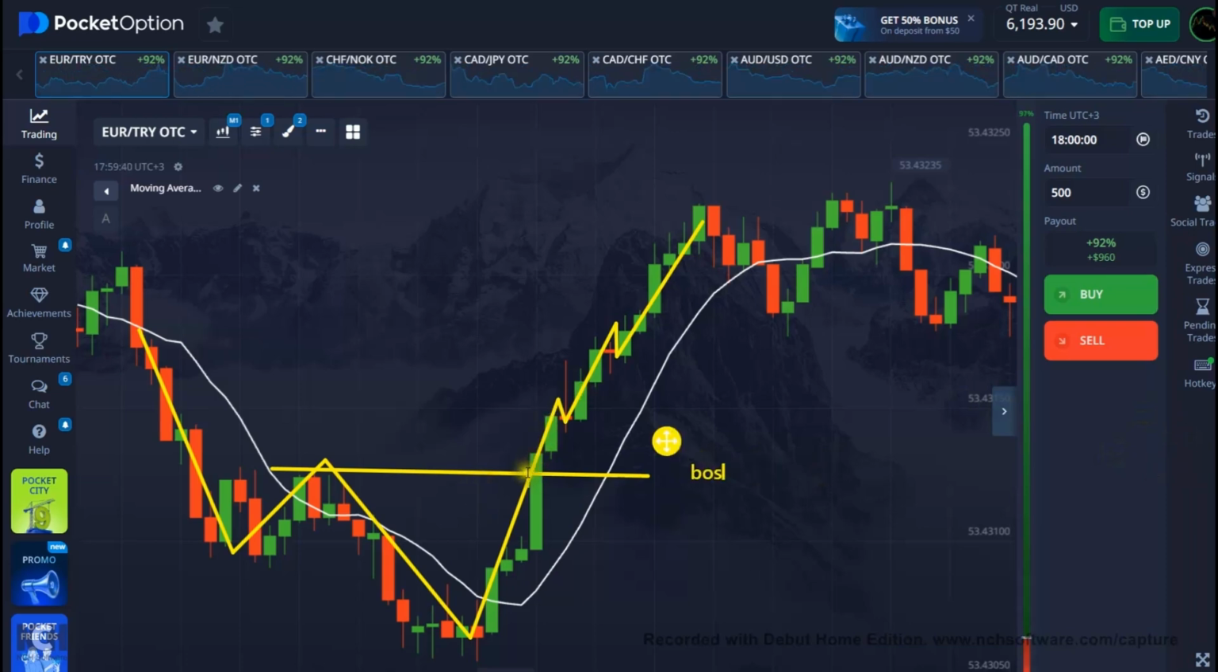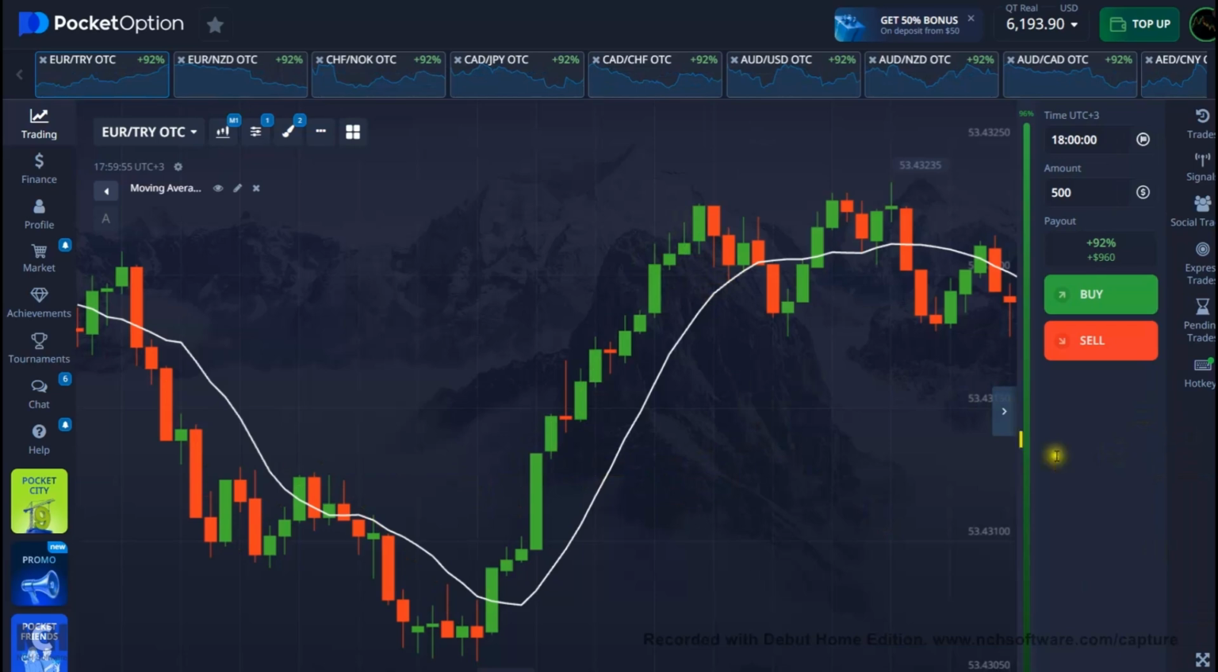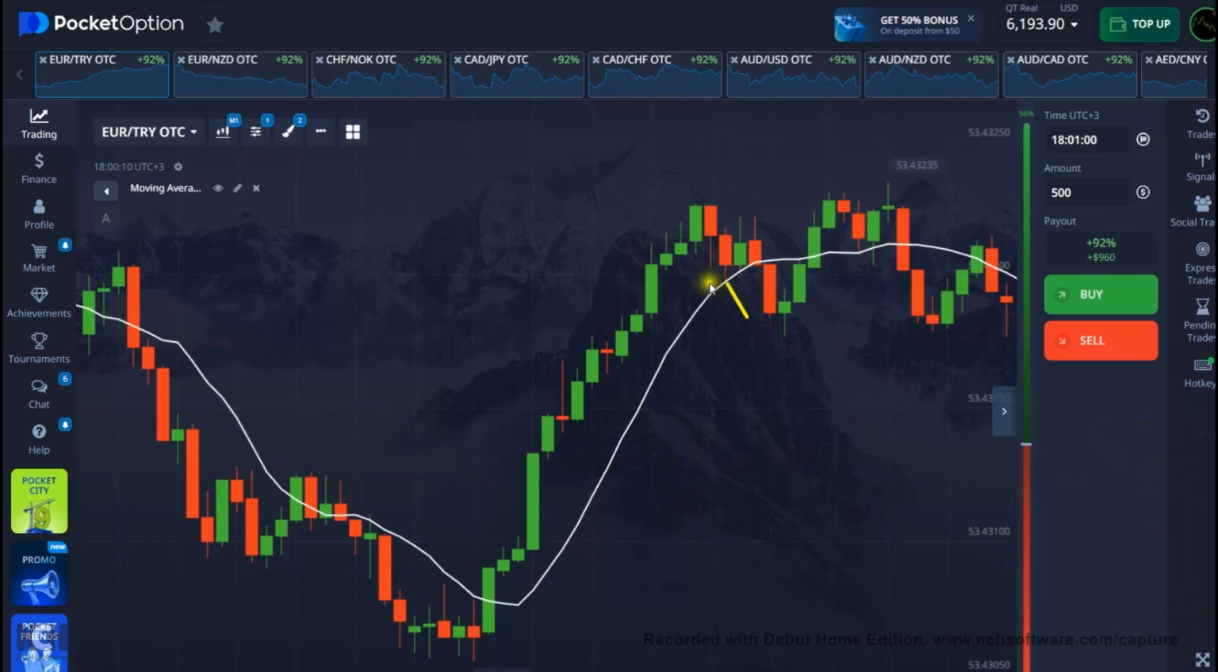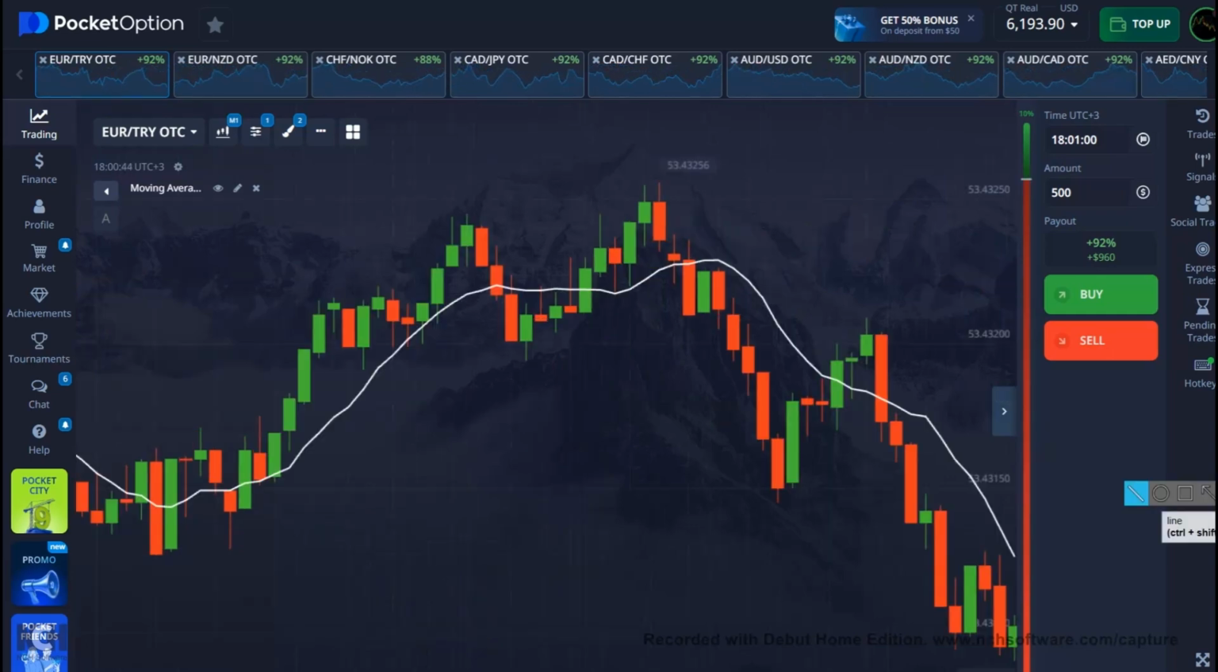Once we have a confirmation that our break of structure has occurred, we wait for the market to come and retest our moving average. The moving average in this case acts like a dynamic support and resistance. As you can see at this point right here, this candle immediately touched our moving average, the market moved up and closed at this point right here. This means that if we would have taken a trade right here with an expiration of 1 minute, we would have won that trade.